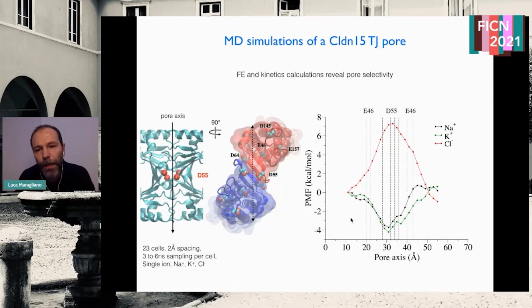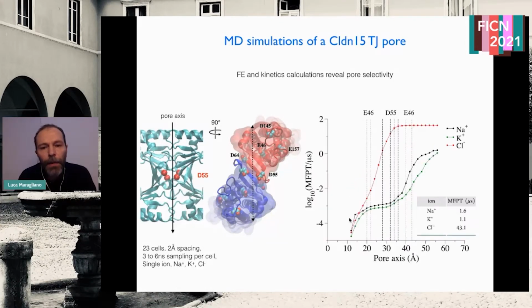The free energy profile is practically the same as the one that we got from umbrella sampling, but we can get also the mean first passage times of going from the most external milestone, which is at the apical side, to the most internal milestone, which is at the basal side. And so the transition times that we obtain, confirming again cation selectivity, are about 1.1 and 1.6 microseconds for cations, and 43 microseconds for chloride. So these are the main results that we have so far.